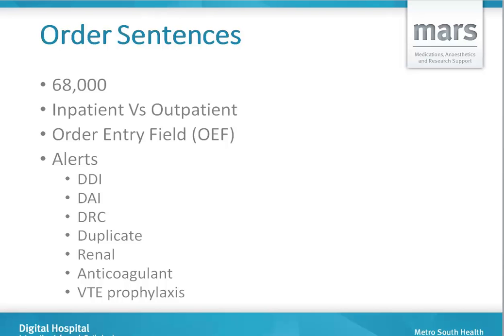A lot of it is pre-filled in the order sentences because you've already selected that information. So it streamlines the ordering process and it really eliminates the chance for errors. The system has alerts built into it, so there's some smarts behind it that will do drug-drug interaction checking. If you've got a charted medication and you try to order a medication that could potentially have an interaction, you'll get a drug-drug interaction warning fire on the screen. Same with drug allergy interactions. There is dose range checking, therapeutic duplication checking, renal alerts, anticoagulant alerts, and VTE prophylaxis alerts as well.